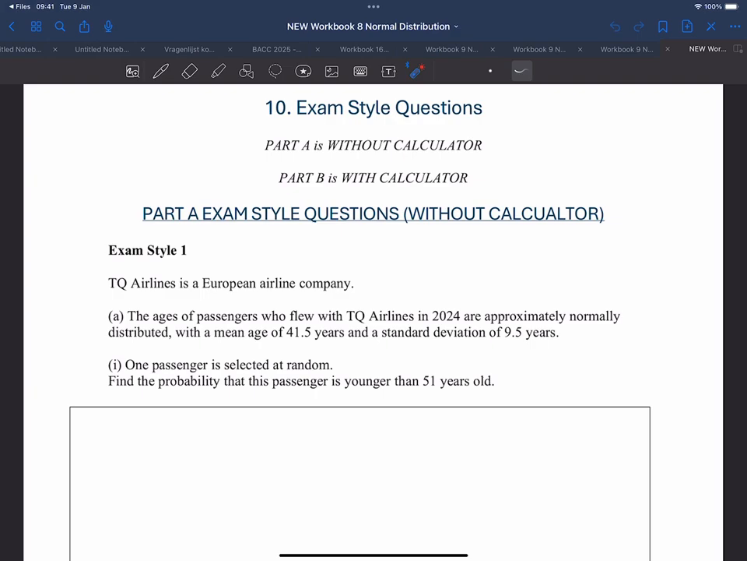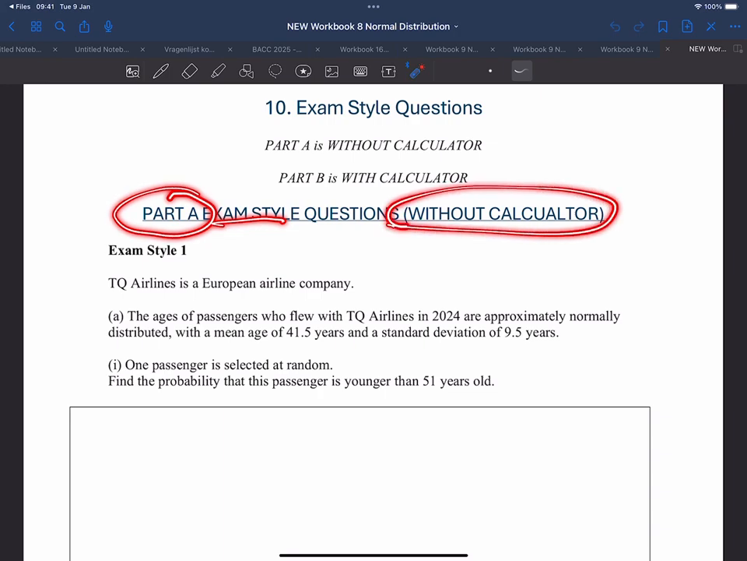Hello and welcome to our exam style questions based upon European Baccalaureate 3 period exam type questions. With this, you've got two parts, a part A and a part B. Part B is with calculator, and part A is without calculator. These questions we're going to do first are part A exam style questions, and no calculators are permitted.